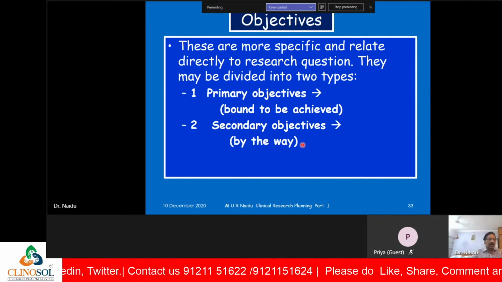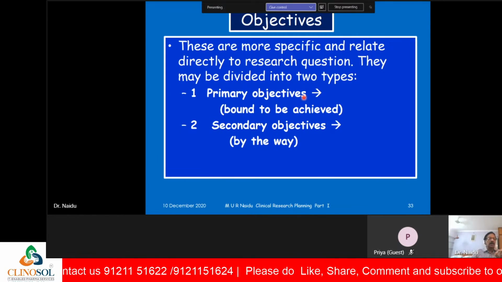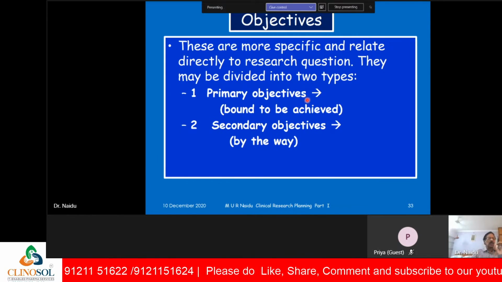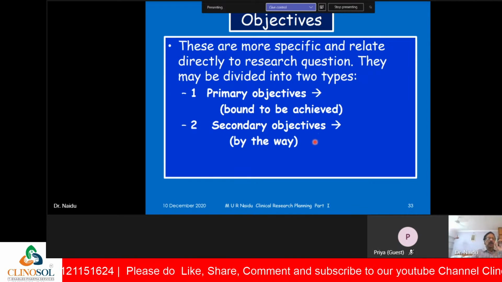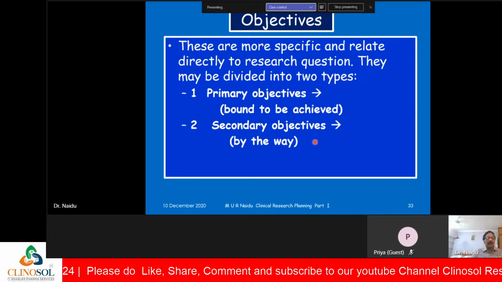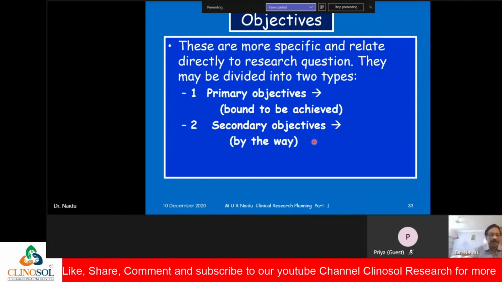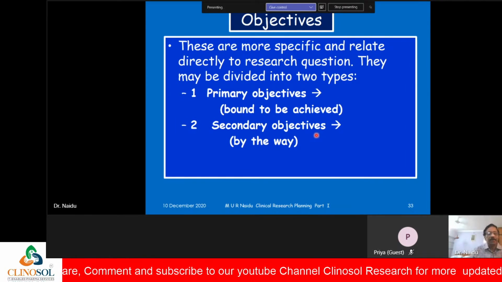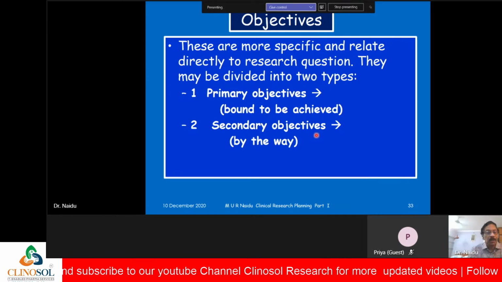So there are always two types of objective. One is primary, which is most important, which is directly related to your question or aim. And then you do something additional because you are already collecting data by the way. It is not necessary that all secondary objectives should be analyzed, but some may come out very, very useful.